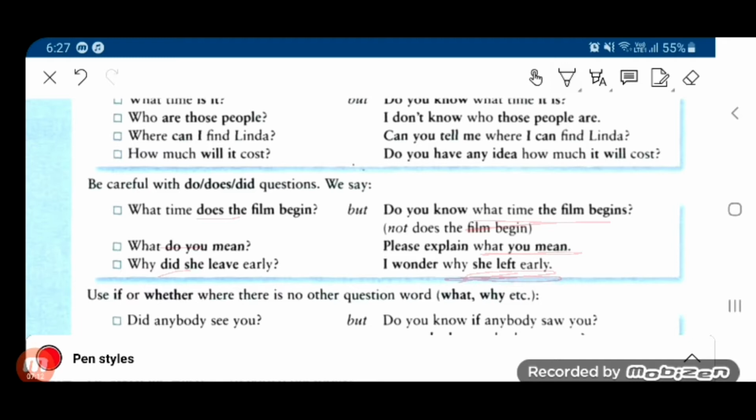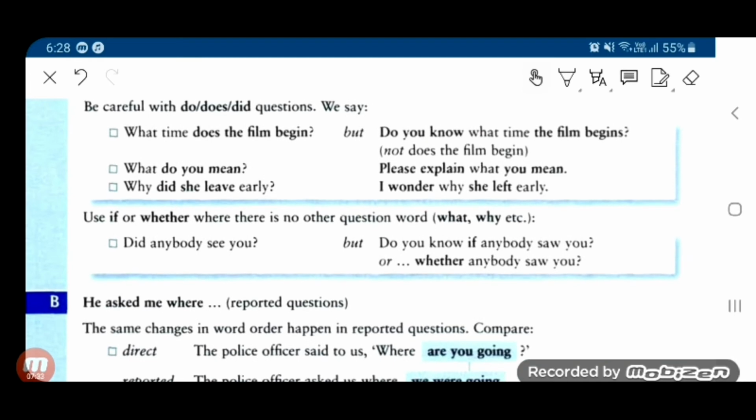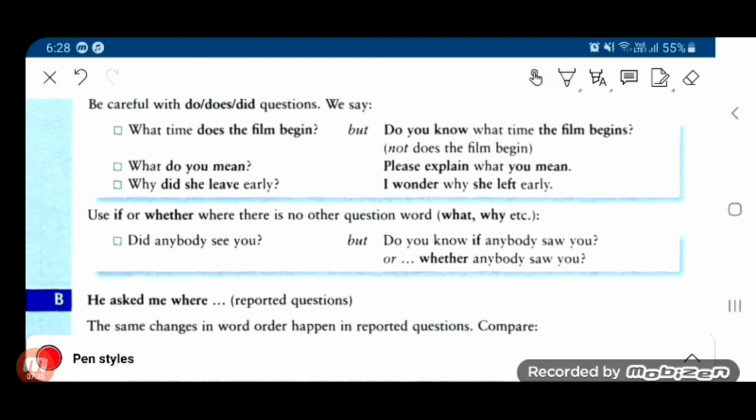But it makes sense. So you just remember one thing: while you are making it simple, you can use do, does, or did, but while you are making it longer, you can't use do, does, or did. Okay, got it? Very simple. So let's move to the other. Use if or whether where there is no other question word, what and why, etc.